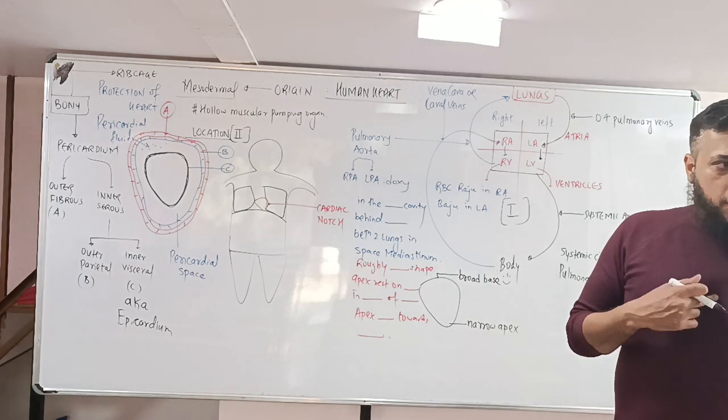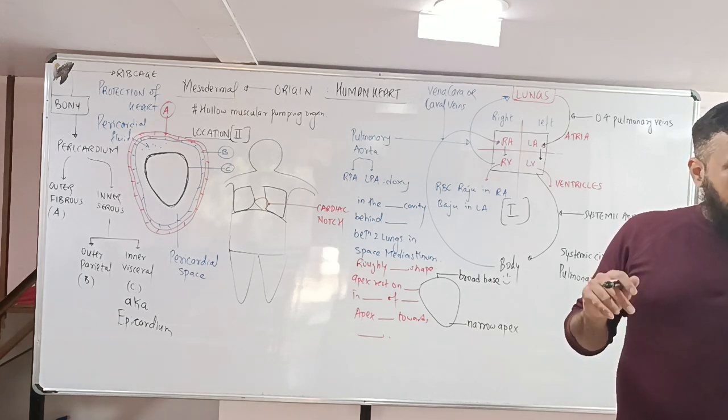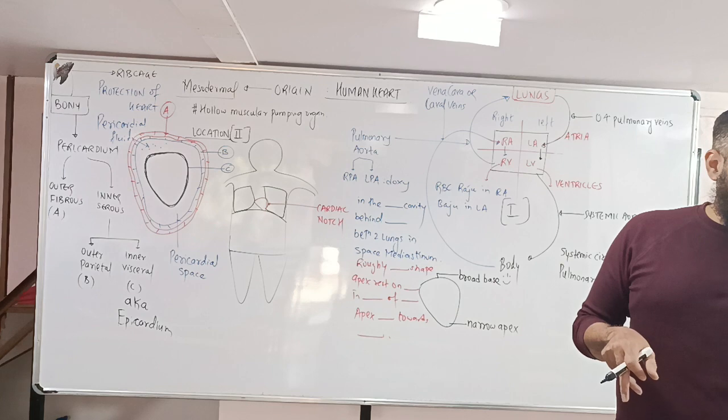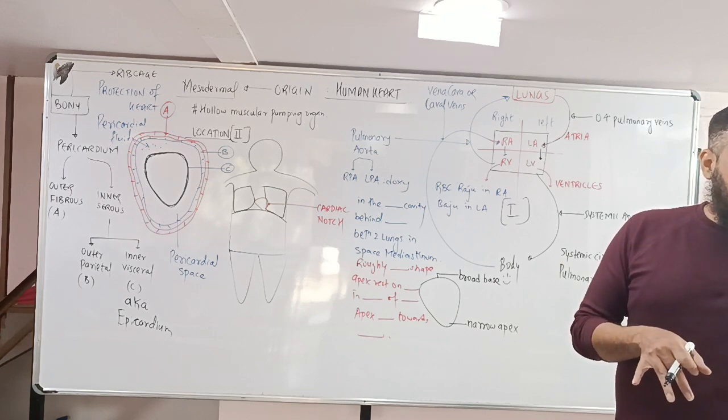It has a bony protection and a membranous protection which is called pericardium. Outer fibrous, inner serous into outer parietal, inner visceral. Between the two there is a liquid which is called pericardial fluid.